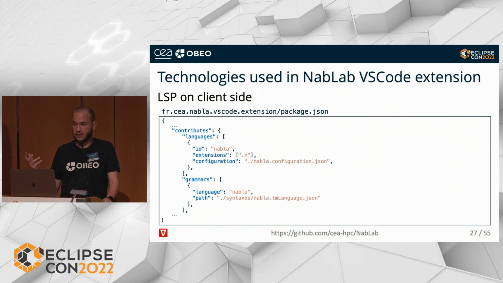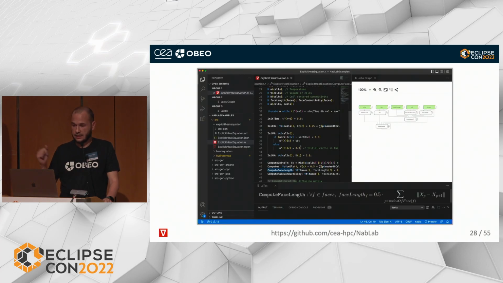Here we contributed a new language and a new grammar called NabLab, as you can see on the screen, and another one for the NabLagen grammar. Here is a screenshot of NabLab running in VSCode. Now, when a NabLab file is opened, the editor recognizes the NabLab grammar.